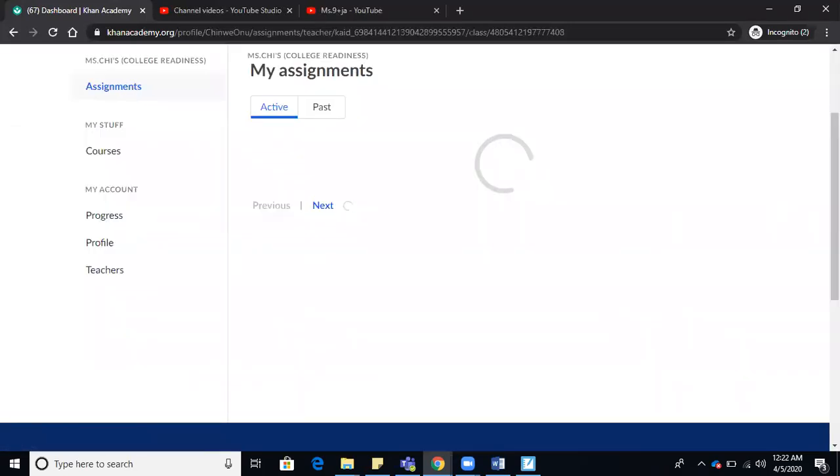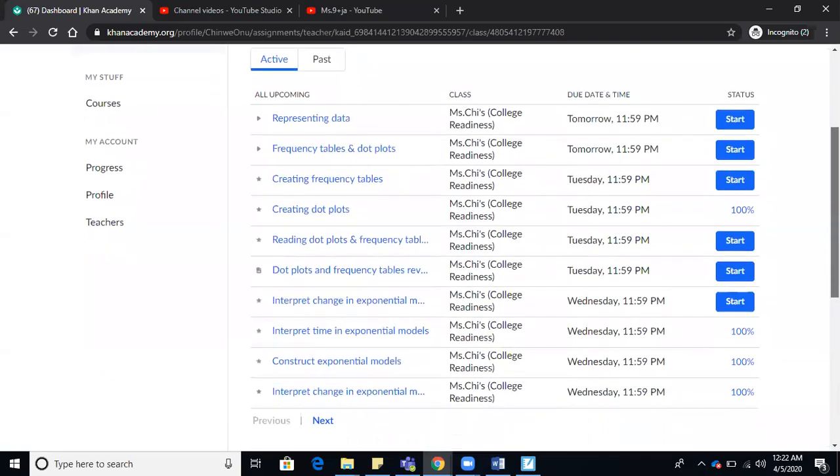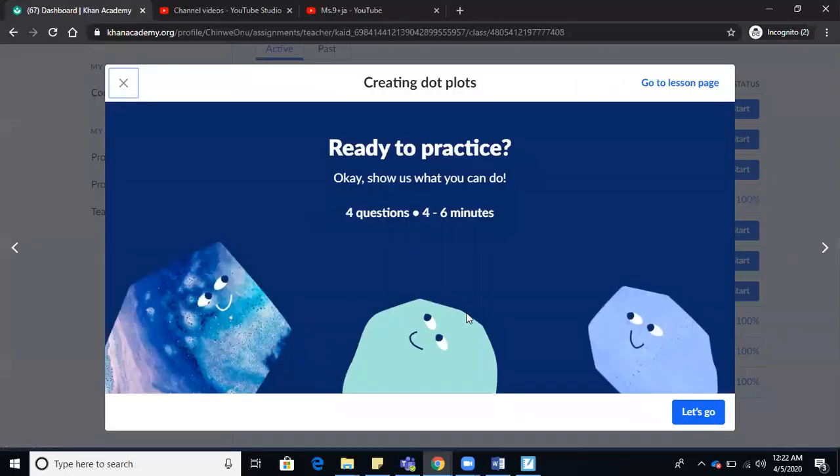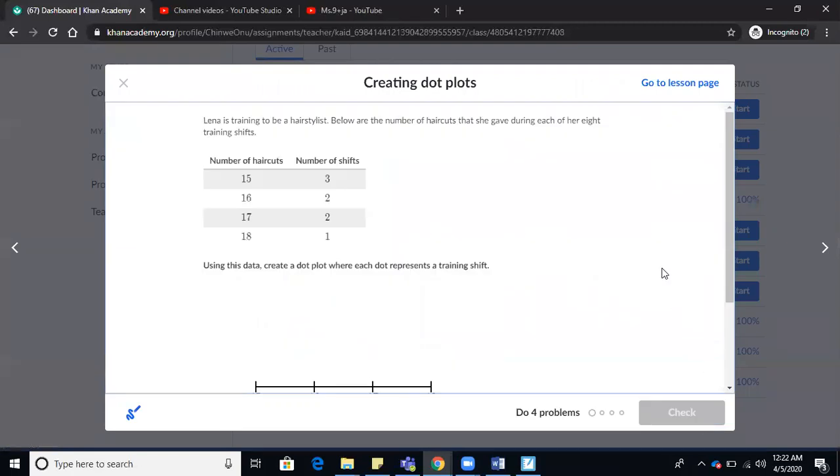Next, after frequency tables, you're going to go to creating dot plots. And dot plots are similar to frequency tables, except for dot plots, you're putting dots the many number of times that number shows up. So it's like a frequency table except with dots, if that makes any sense. All right, so here we have this question.